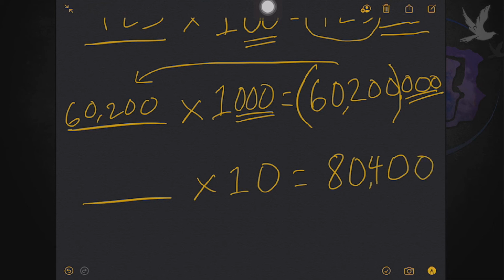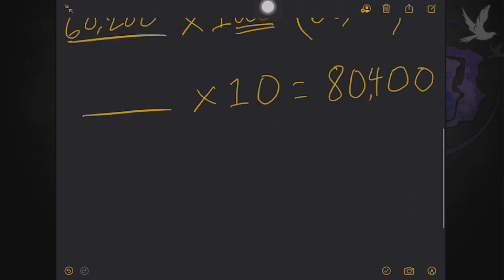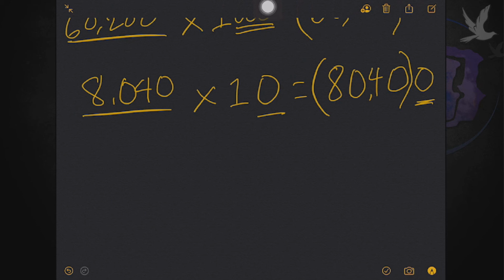Another example. So let's say we have 80,400. So blank multiplied to 10 is equivalent to 80,400. Then if you notice here, you have 1 zero. Taking away 1 zero as well here, which leaves us this number alone. And reading the number, that's equivalent to 8,040 times 10, which gives us 80,400.